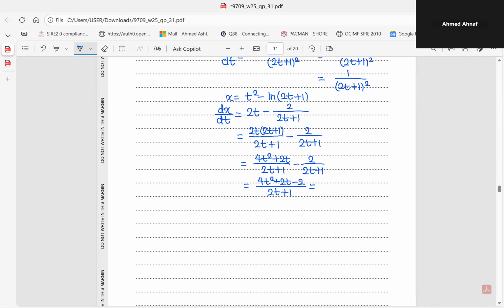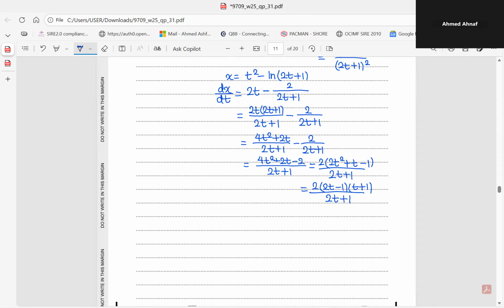Okay, and then we can see that for the numerator, it's a quadratic, so we can try factorizing it. So first, let's factorize the 2's, since all the coefficients are multiples of 2, they're all even. So we get 2 times (2t squared plus t minus 1) over 2t plus 1. And now we can factorize the quadratic expression. You would get 2 times (2t minus 1) times (t plus 1) over 2t plus 1. Yeah, so this is dx/dt.